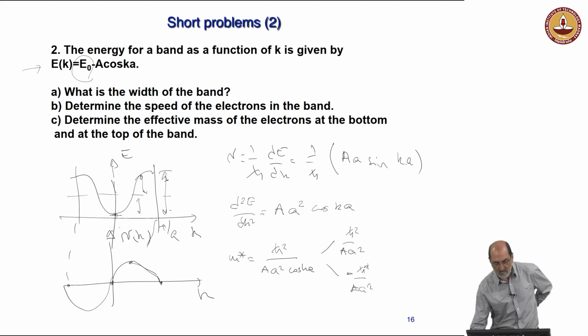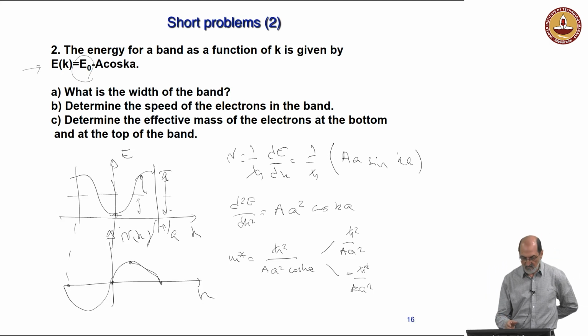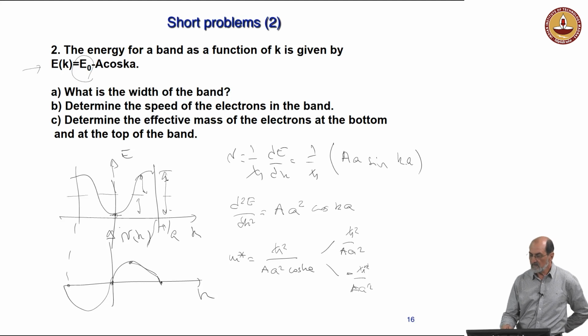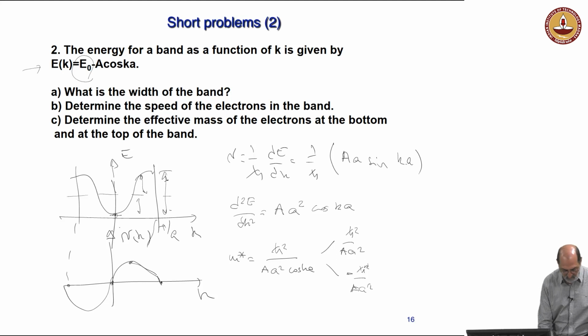Yeah, this is a simple way of seeing how the effective mass can be positive or negative in a band, a simple band. That is the spirit of this problem. Well, I have many other problems and many complicated. Fortunately, we don't have time.